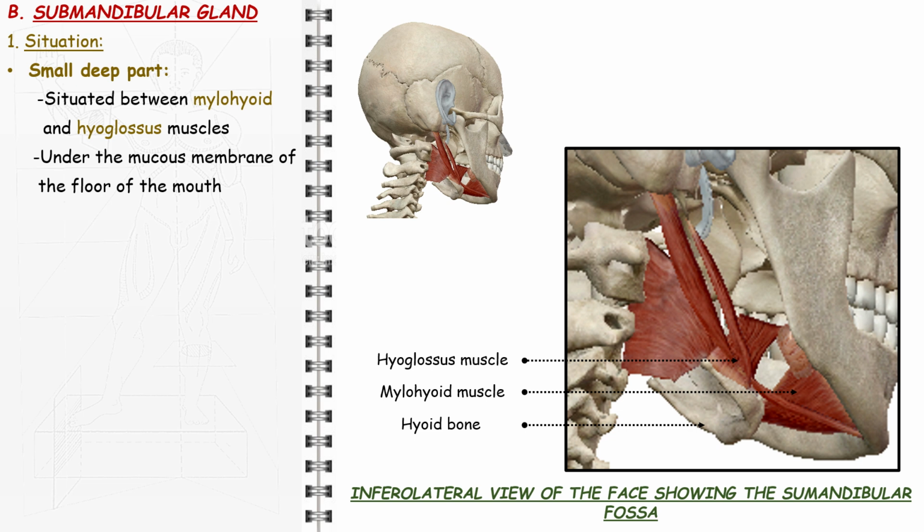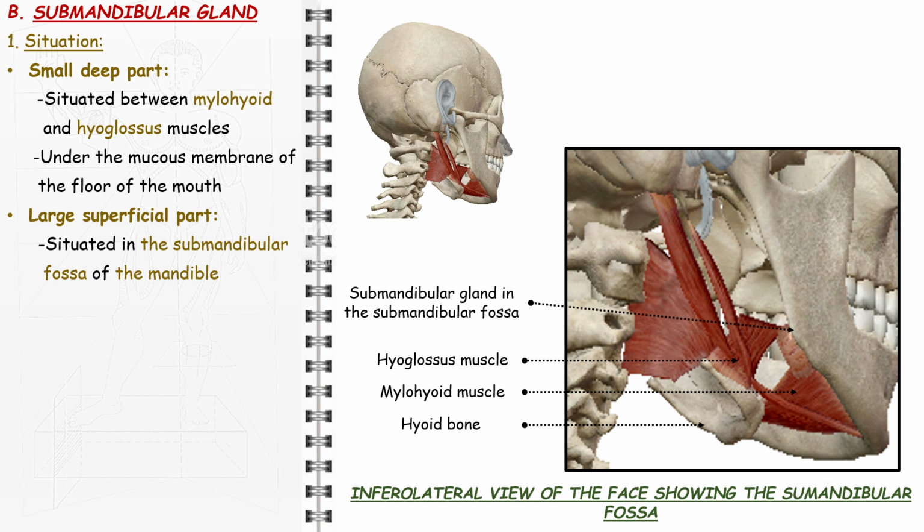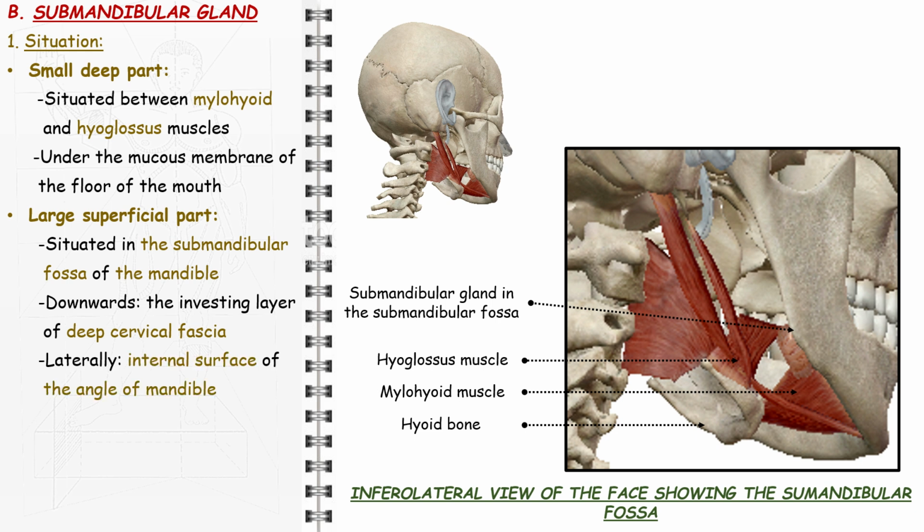The large superficial part is situated in the submandibular fossa of the mandible between, downwards, the investing layer of deep cervical fascia, laterally, the internal surface of the angle of mandible, medially, mylohyoid muscle. The two parts of the submandibular gland are continuous with one another round the free posterior margin of mylohyoid.